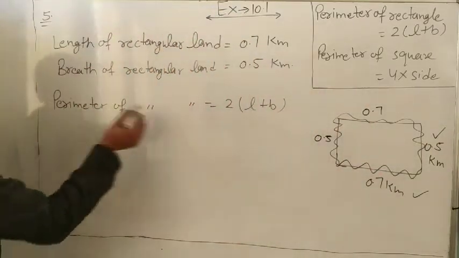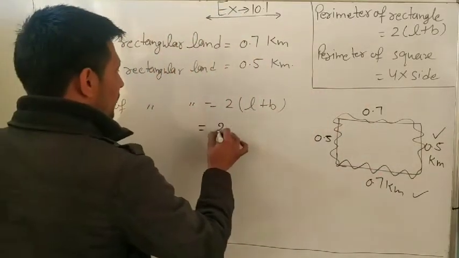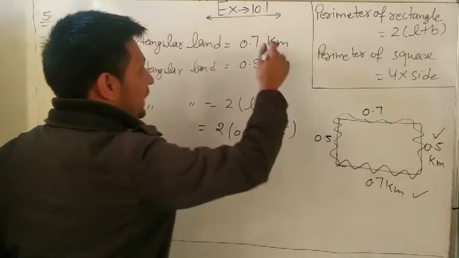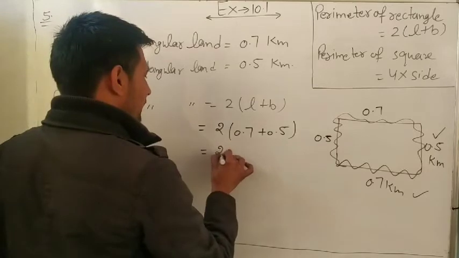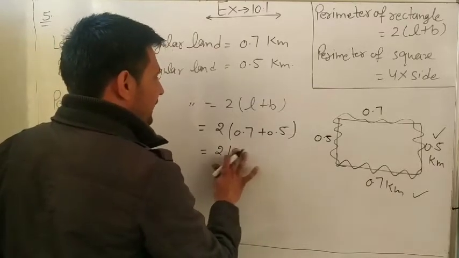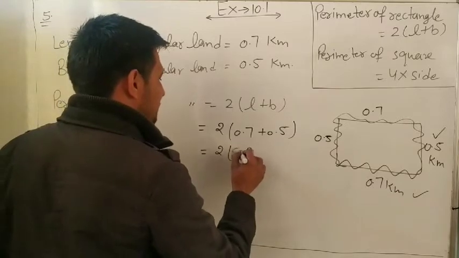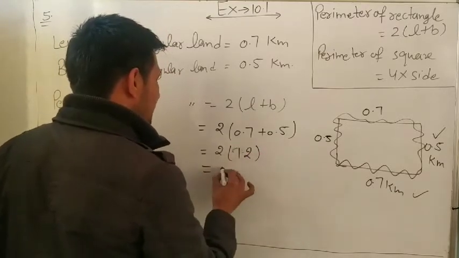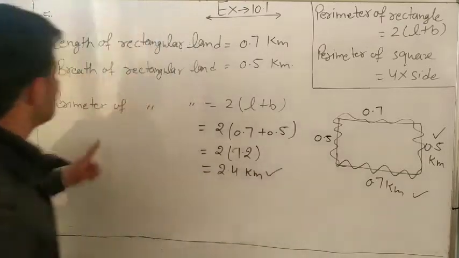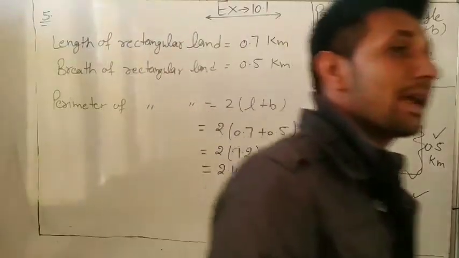We will write 2 into (0.7 plus 0.5). Both are in kilometer, it's okay. So 2 into 0.7 plus 0.5: 7 plus 5 is 12, decimal 1.2. So what comes? It is 2.4 kilometer. It is the perimeter of the rectangular land.